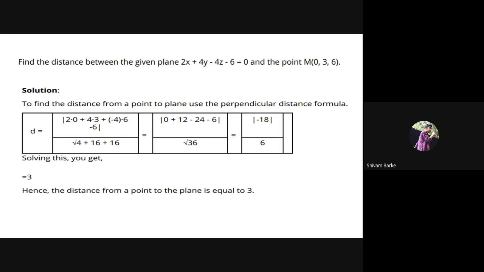By seeing that, we can take a is equal to 2, b is equal to 4, c is equal to minus 4, and d is equal to minus 6. Then we put it in the previous formula, that is d is equal to ax plus by plus cz plus d upon root of a square plus b square plus c square. So we put the values over here and we get the answer as 3. So this is the distance of the point from the plane. As this is the distance between the two, it is also the length of the perpendicular. That is, the length of the perpendicular is 3.